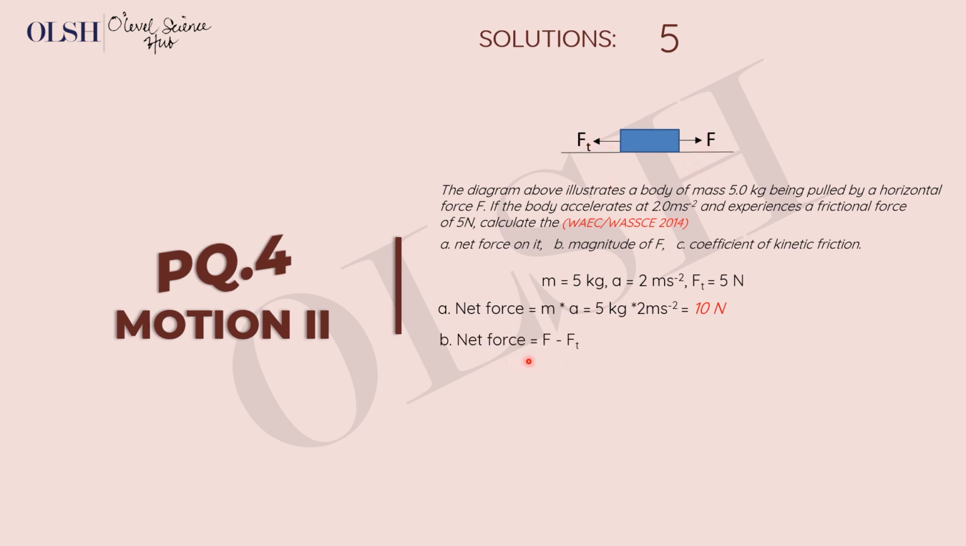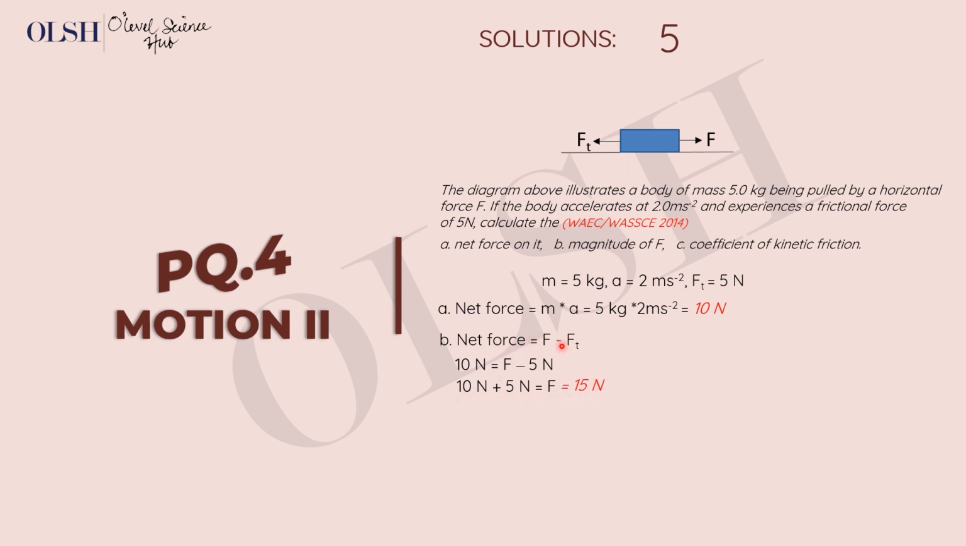So that's what we did here. Net force is equal to F minus Ft. So that means 10 newtons equals F minus 5 newtons. If we take the frictional force to this side, it becomes 10 newtons plus 5 newtons. Please take note of the signs. So 10 newtons plus 5 newtons will give us 15 newtons.